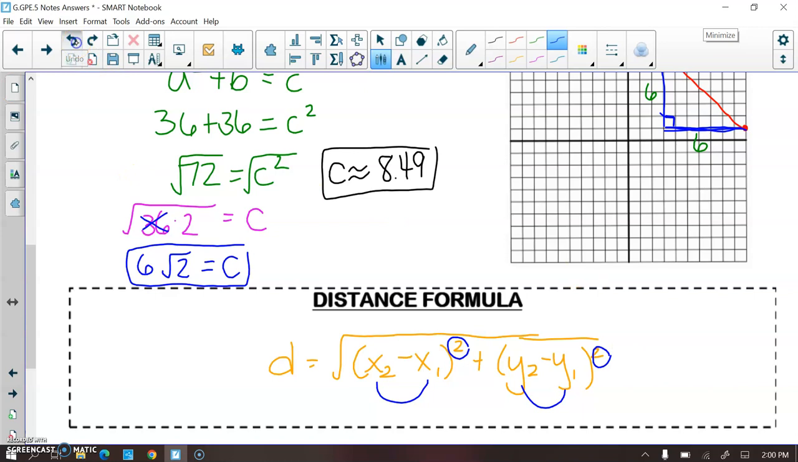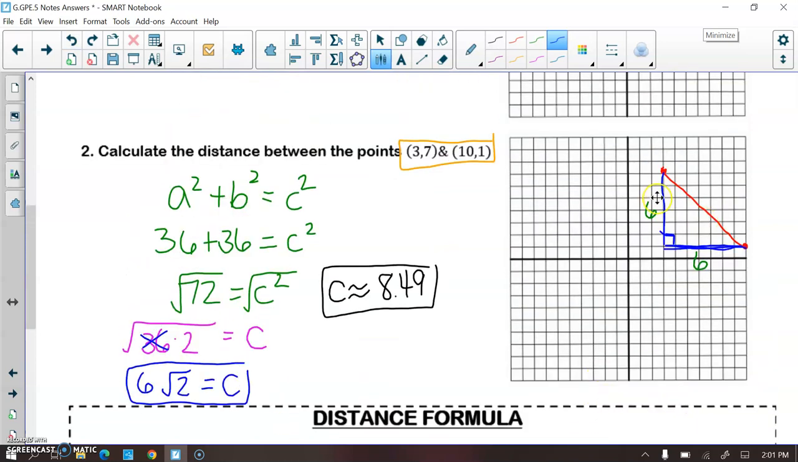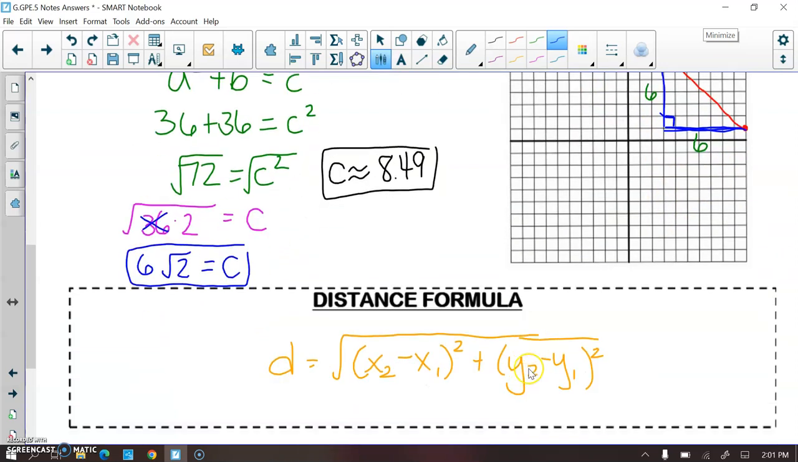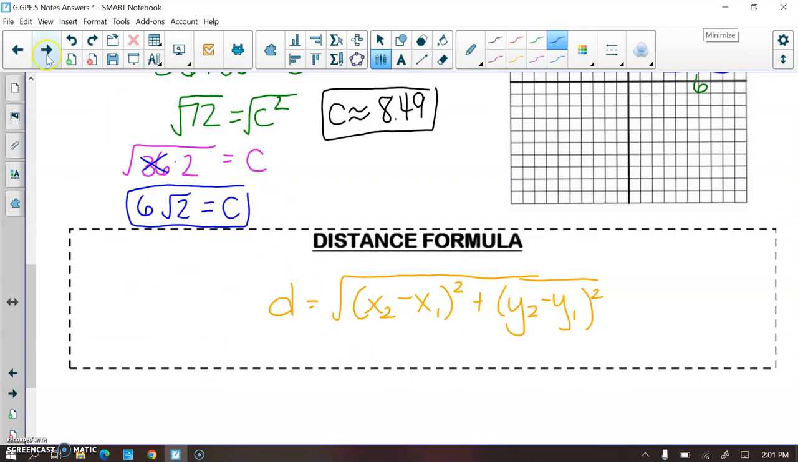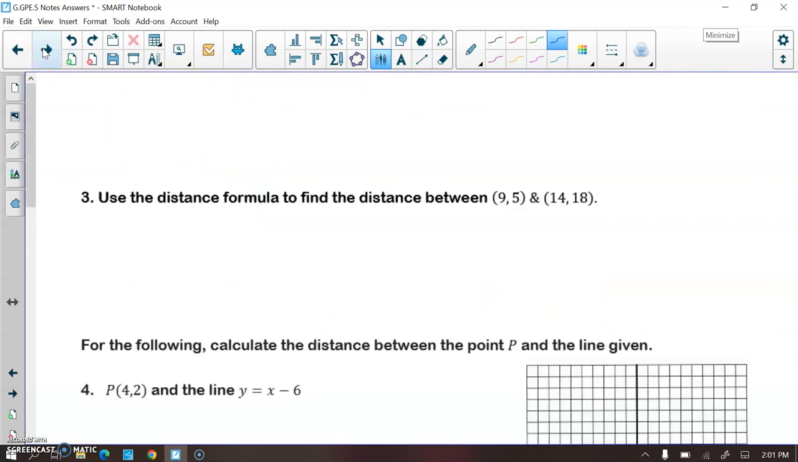So if you flip those around, no big deal. Order doesn't really matter in the distance formula. But I do expect you to remember the Pythagorean theorem, how to find the distance between 2 points using the Pythagorean theorem. And I also expect you to know the new distance formula, so you will need to know this formula. All right, so if we move on to number 3, it says use the distance formula to find the distance between these 2 points.